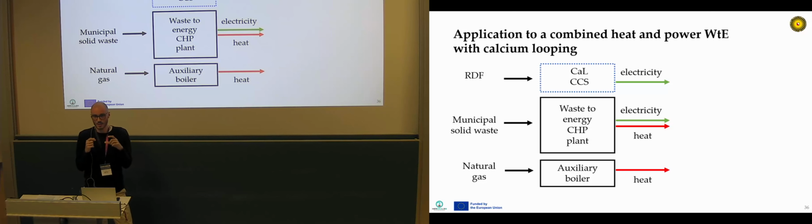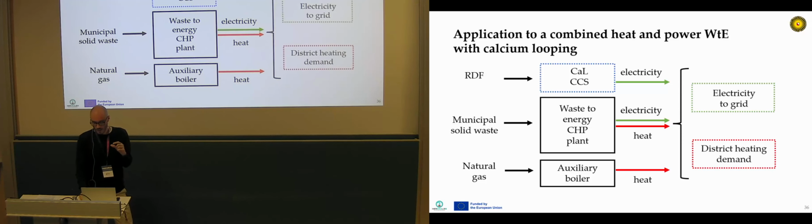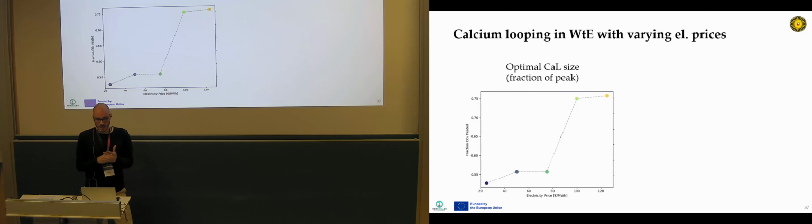The calcium looping unit is also, as we said, a small electricity producer, so it's also producing some electricity. And we have, again, the possibility of selling the electricity to the grid and meeting the district heating demand. Now, here we can see what is the optimal size of the calcium looping unit as a fraction of the maximum emissions for different electricity prices. So this is a sensitivity over the electricity price. And you can see that for low electricity price, the optimal size is very small. It's just 55% of the total emissions.